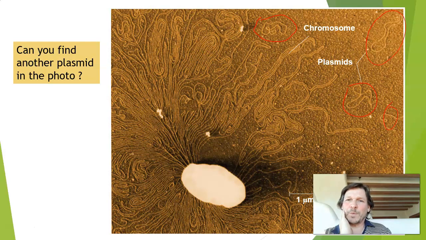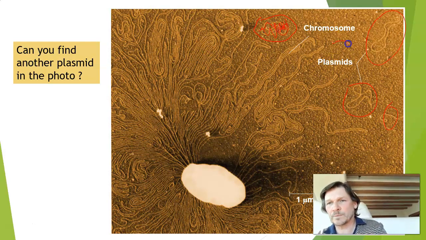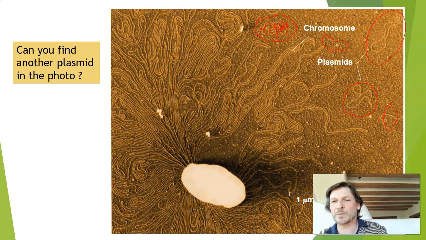Another thing to remember is that they can gain or lose these plasmids. So this one can pick up a plasmid from another cell, and during replication, one daughter cell might lose a plasmid. So they vary. But the chromosome itself will remain in each daughter cell.